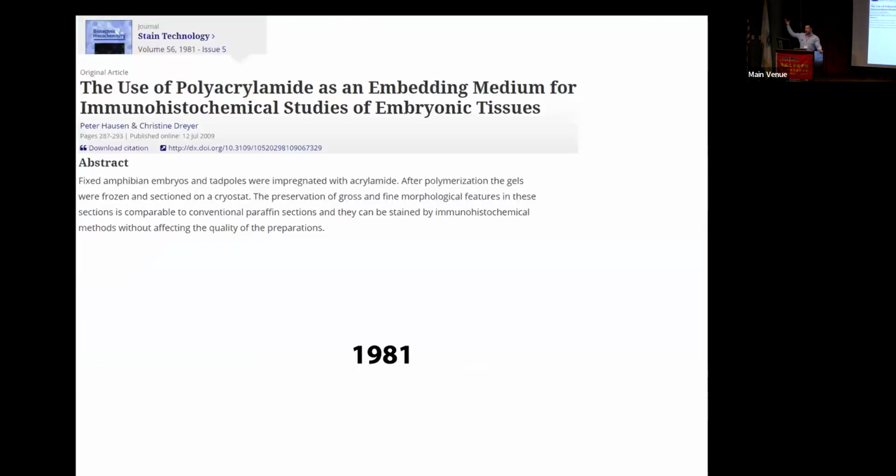Now, you can't just put the polymer on top, you have to get it inside. Strangely, in 1981, Christian Dreyer and Peter Hausen showed how to do that. They did polyacrylamide hydrogel embedding of cells and tissues, and showed that these preserved embryos and tadpoles and so forth could be stained and imaged better when they were stabilized by this hydrogel.